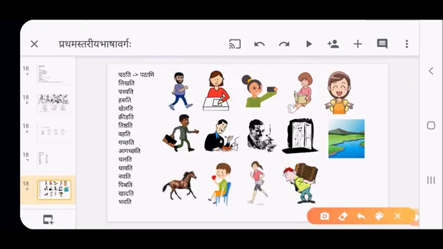Guruji. Hello. Yes. So you're asking questions, but what would be a general form to ask, like, what is she doing? I was just going to say, for the first row, fourth picture, can I say, Balika kim karoti? Yes. Then the answer will be Balika pustakam pathati. Okay.